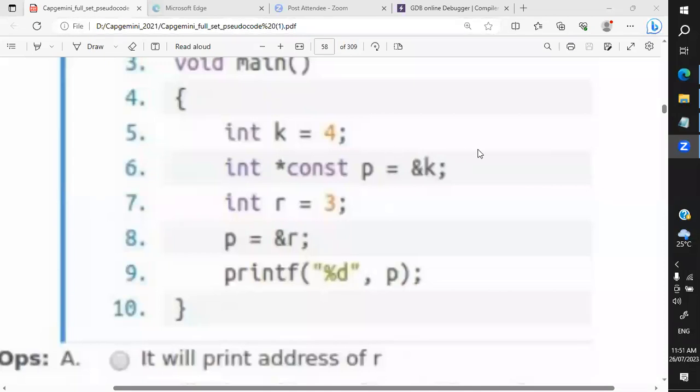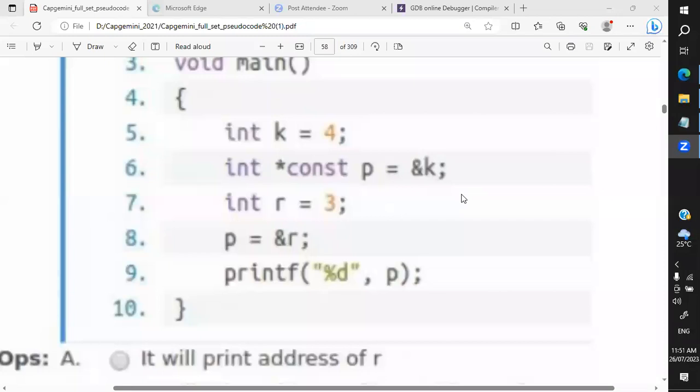Address of r constant does not change. Yes, exactly. Here, if you observe, there is something called int star constant. What is the specialty of constant, boys and girls? Constant means cannot be modified. You cannot update it or modify it. Constant pointer or constant variable, whatever it may be, you cannot modify it.